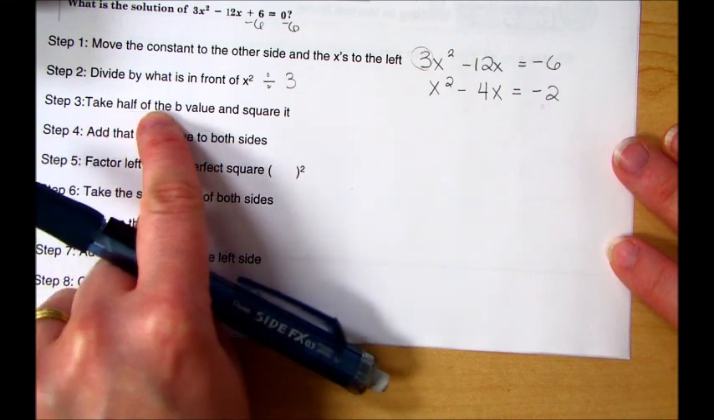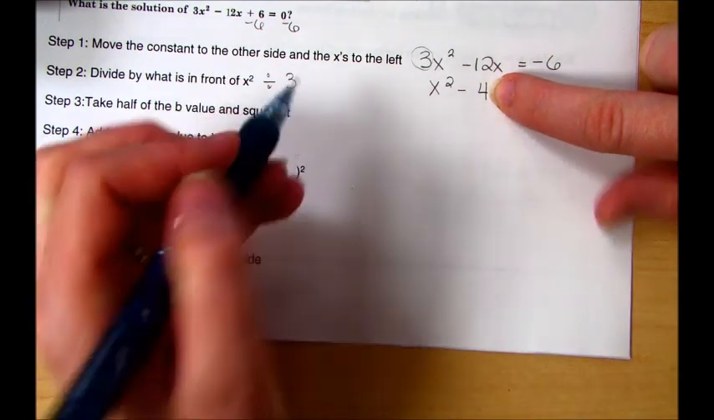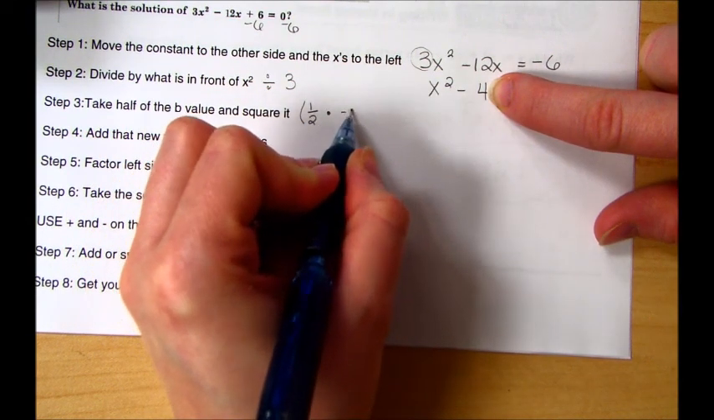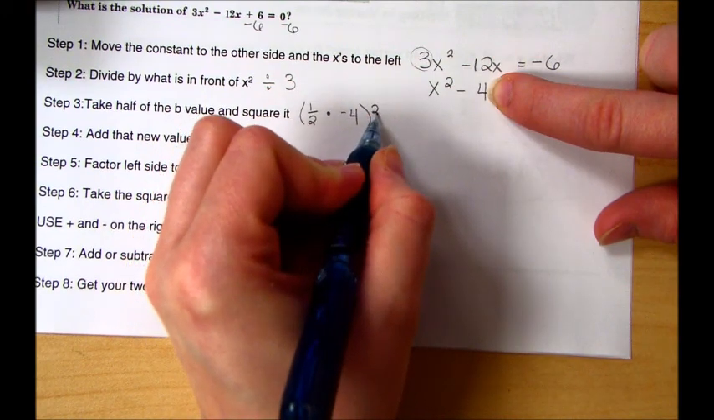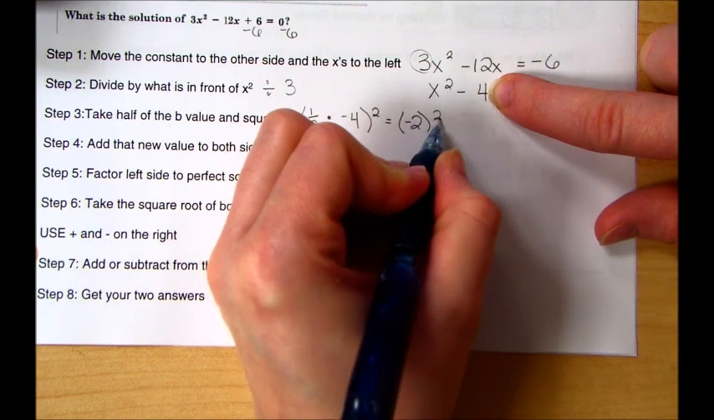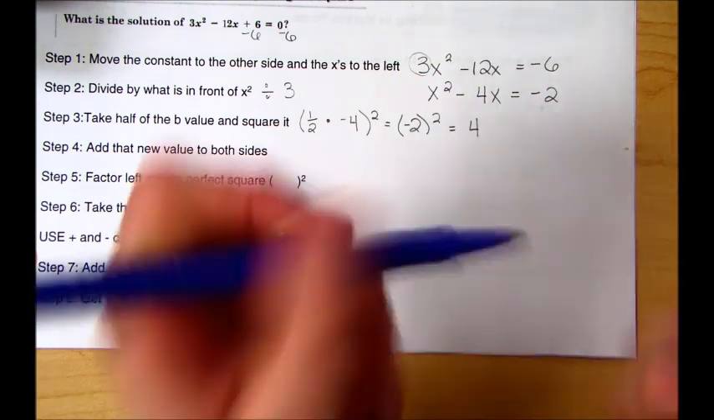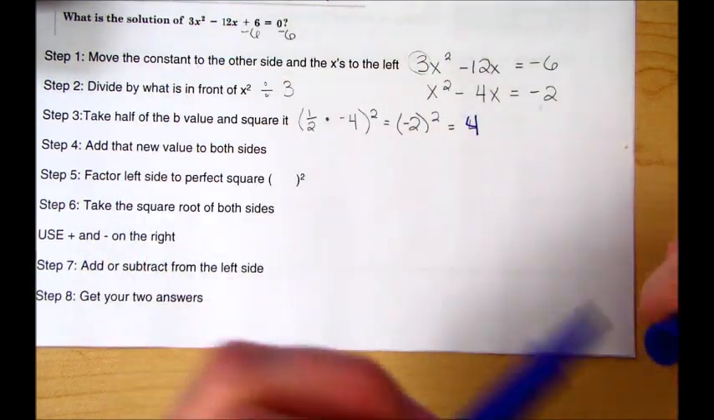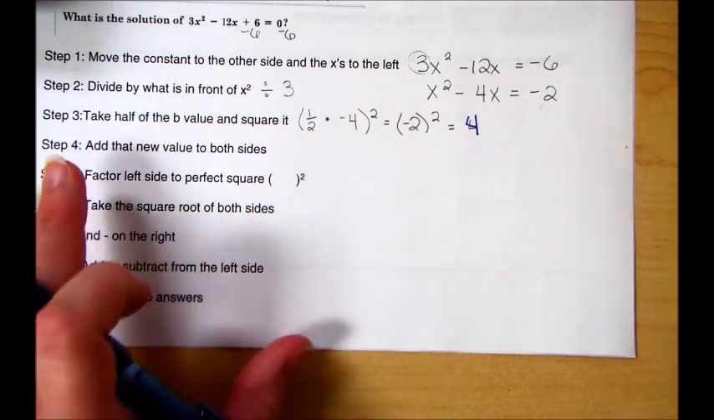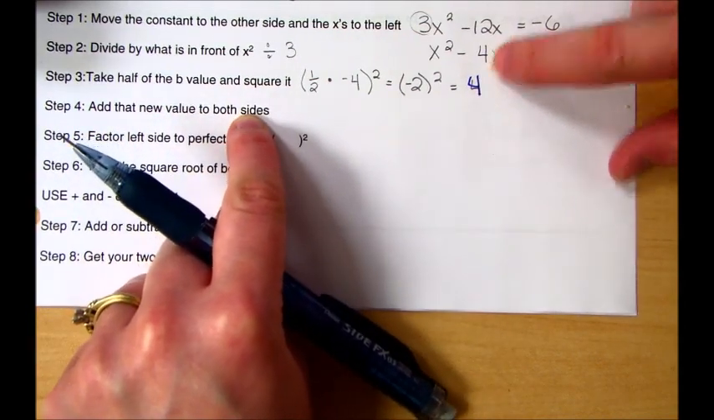Step 3, take half of the b value and square it. So there's my b value of negative 4. So I'm going to do 1/2 of negative 4, and I'm going to square it. That gives me negative 2 squared, which is a positive 4. This number is very important. And it just so happens that it's the same as the last problem, so I'm sorry that did happen, but oh well. Okay, add that new value to both sides.